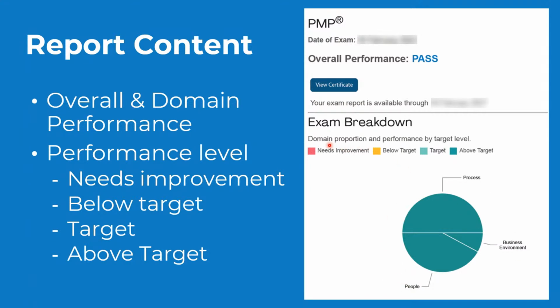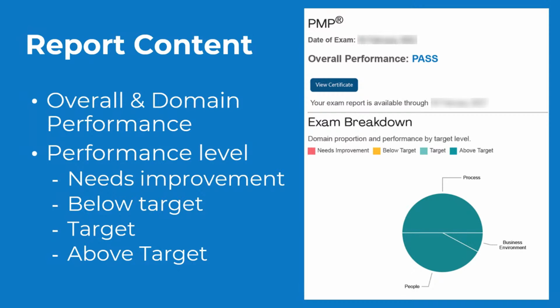And you can see this here. We have needs improvement would be red, below target would be yellow, target would be light green, and above target is dark green. This is all dark green, so this means that the overall performance here, the performance per domain, is above target for this particular candidate here.